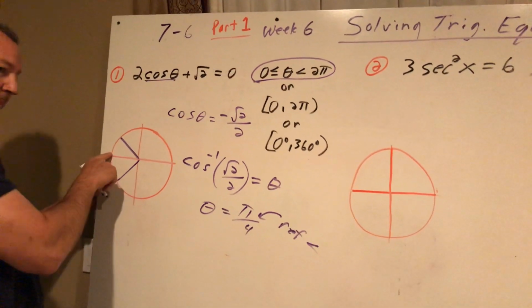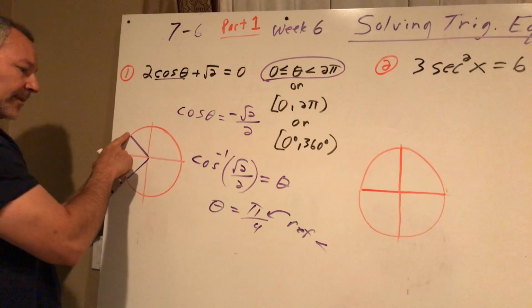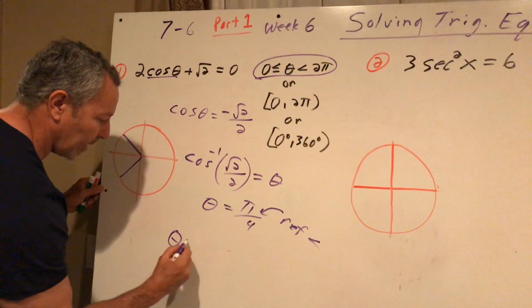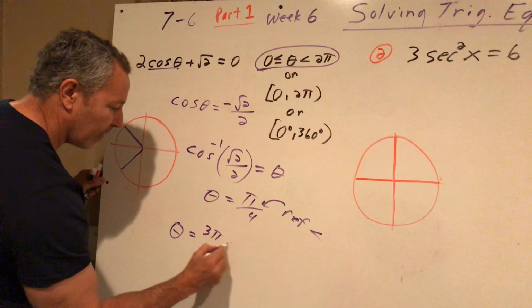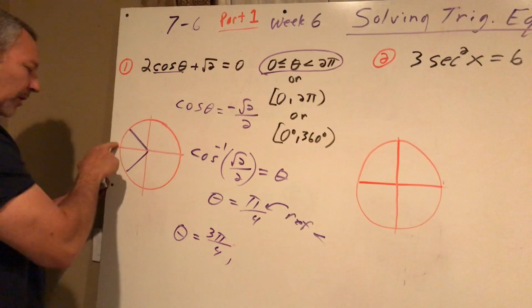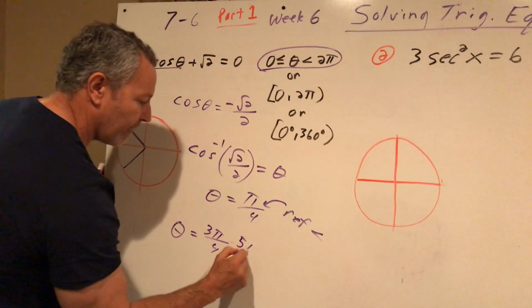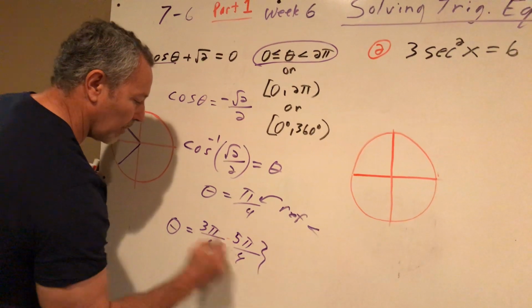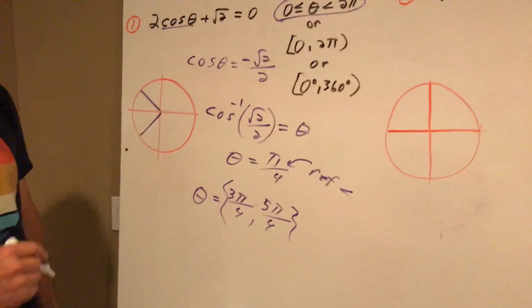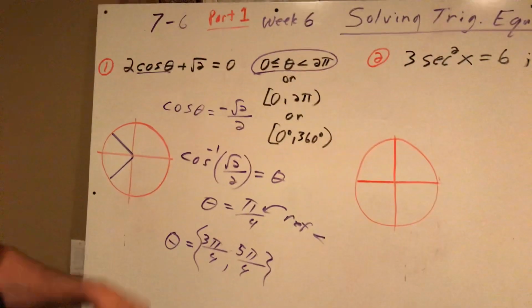This would be 4/4 pi, so if I back off 1, that's going to be 3/4 pi. So these are my answers: 3 pi over 4, and this will be 4/4, and one more would be 5 pi over 4. Those are my 2 answers for theta. Okay, all right, problem number 2.